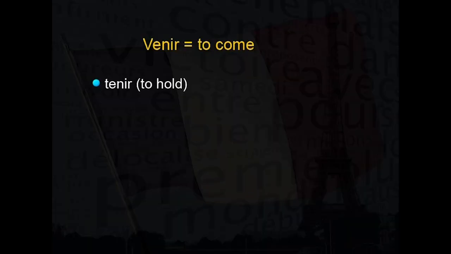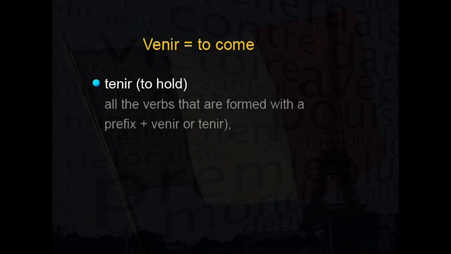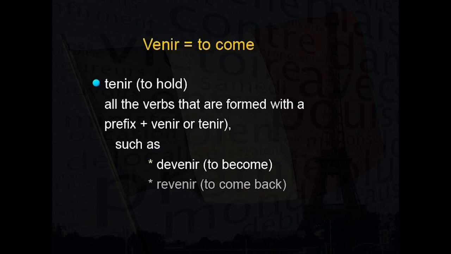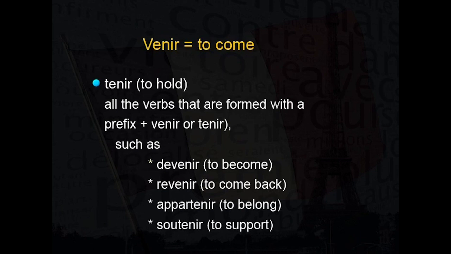Some of the irregular IR ending verbs that follow this rule are tenir, which means to hold, and all the verbs that are formed with a prefix plus venir or tenir, such as devenir, which means to become, revenir, which means to come back, appartenir, which means to belong, and soutenir, which means to support.